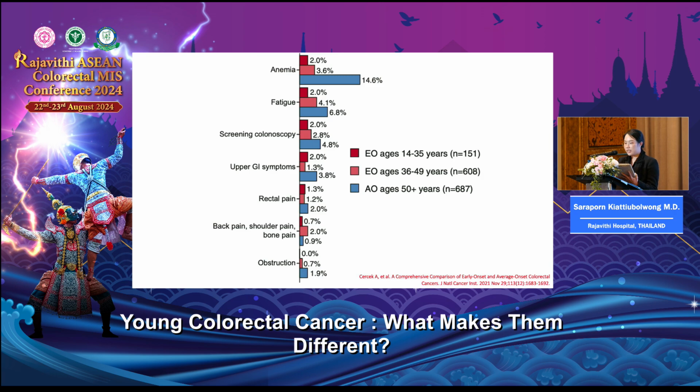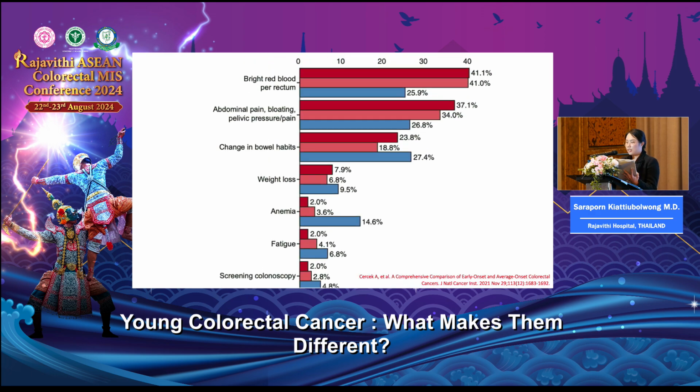This diagram illustrates the presenting symptoms of colorectal cancer patients. The red and the pink represent individuals younger than 50 years old. Notably, there is a low number of screening colonoscopies in the young age group. Despite this, the red and the pink show a very high presentation rate of bleeding per rectum, abdominal pain, and change in bowel habits.